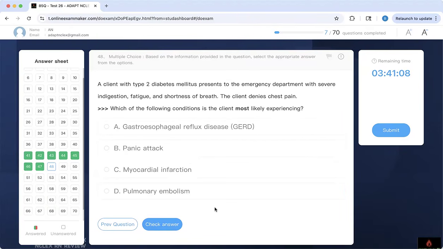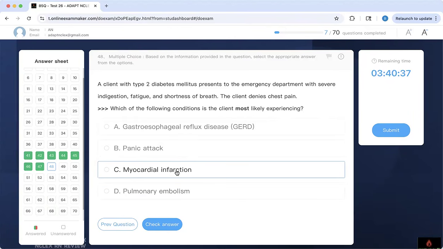Which of the following conditions is the client most likely experiencing? You have a type 2 diabetes patient presenting to the emergency room with severe indigestion, fatigue, and shortness of breath. The client denies chest pain. Gastroesophageal reflux, panic attack, myocardial infarction, pulmonary embolism. What do you think? Pause the video. Answer the question based on the content I've given you.